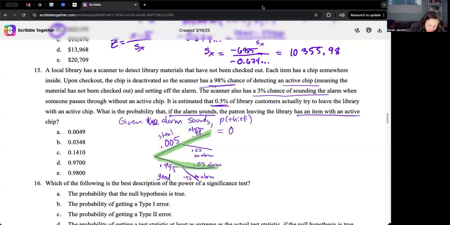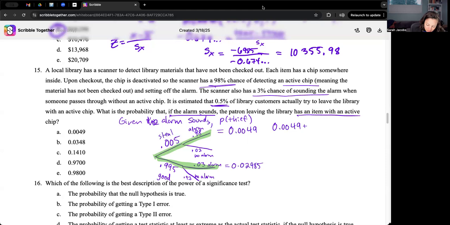And that is 0.0049. The probability that someone is doing what they're supposed to and the alarm accidentally goes off is 0.995 times 0.03. And that is 0.02985. Okay.